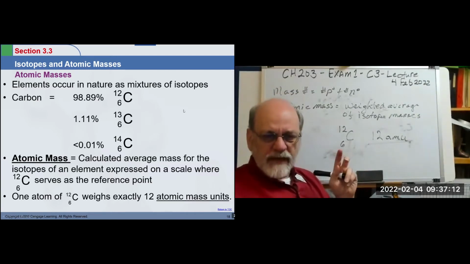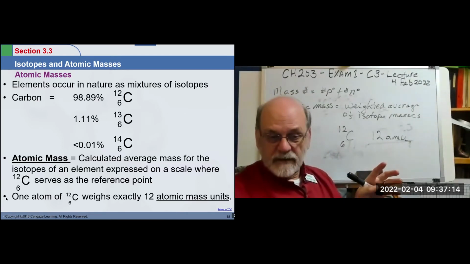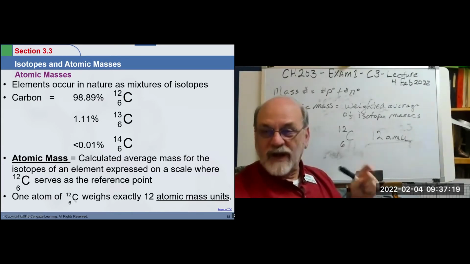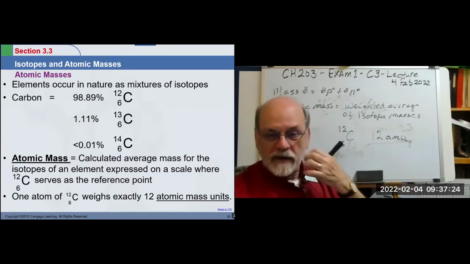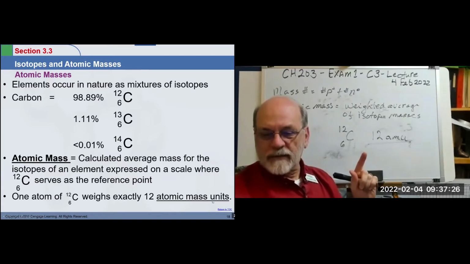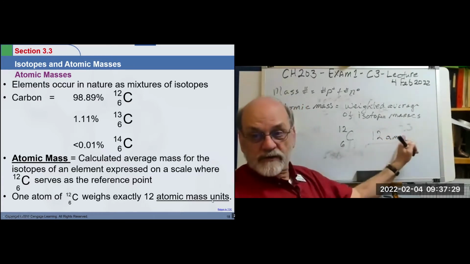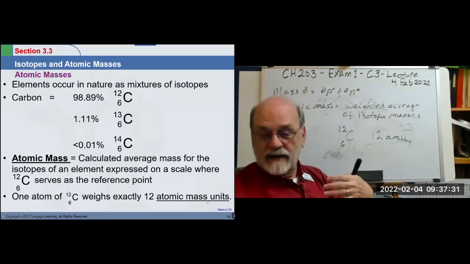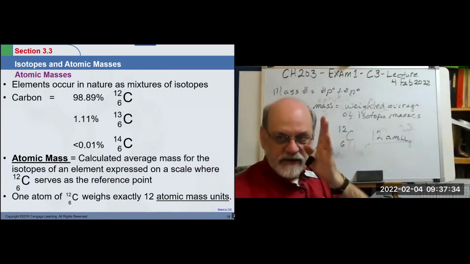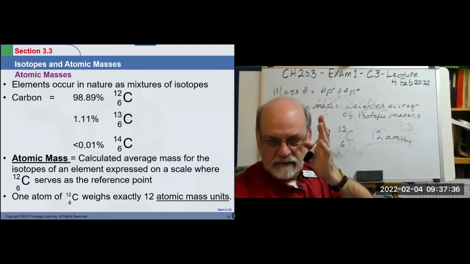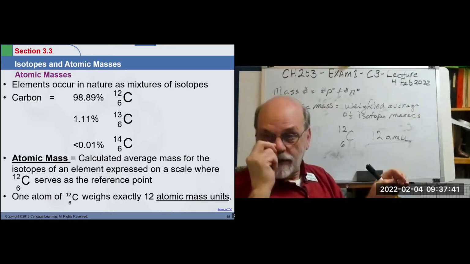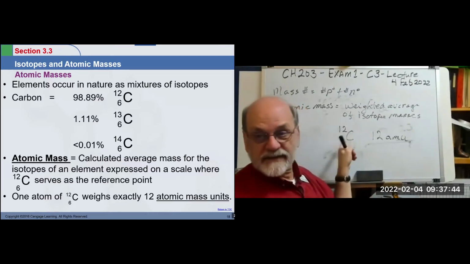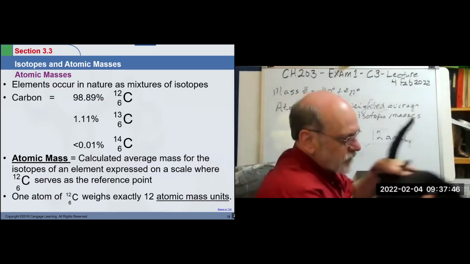So that's what this statement at the bottom of the slide is. One atom of carbon 12 weighs exactly 12 atomic mass units. 12.000000. That's by agreement and convention. That's our established anchor point. Everything else is compared to this isotope.